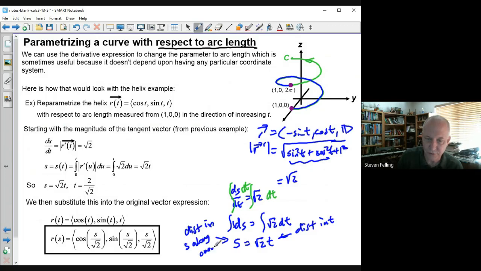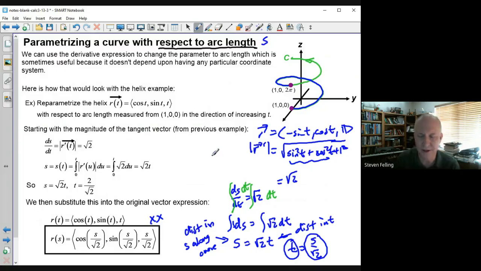Okay, so what that means is you can solve this for t and get that it's s over the square root of 2. And then everywhere you see a t, you can replace it with s over square root of 2. So when I had my original r as a function of the parameter t, cosine t, sine t, t, I can rewrite this now as a function of the distance along the curve, s. So it'd be cosine of s over square root of 2, sine of s over square root of 2, and z would be s over square root of 2. So doing this is referred to as reparametrizing with respect to the arc length s.